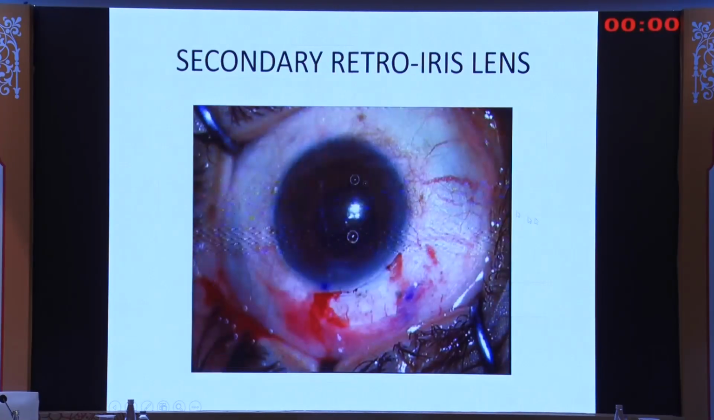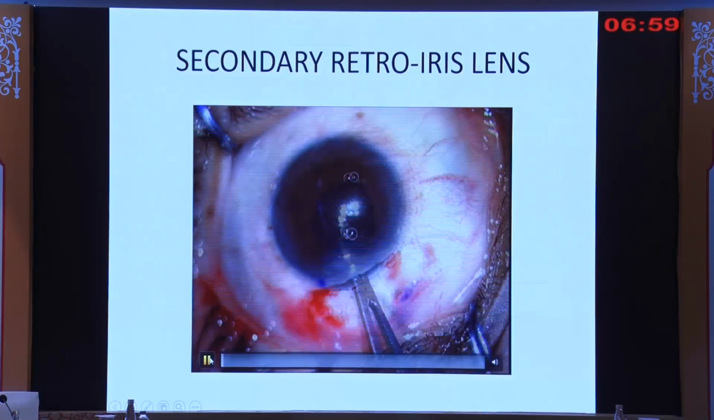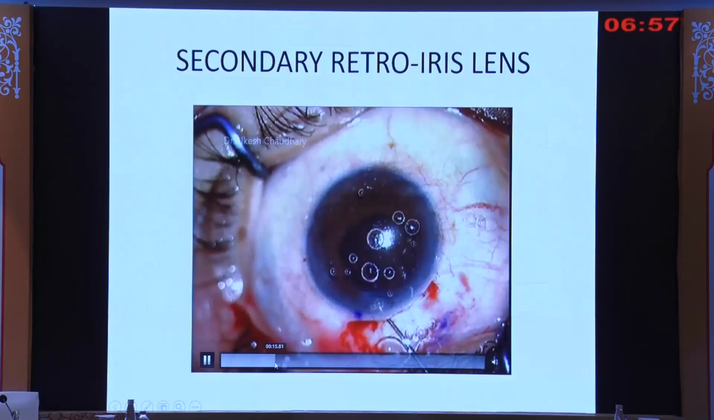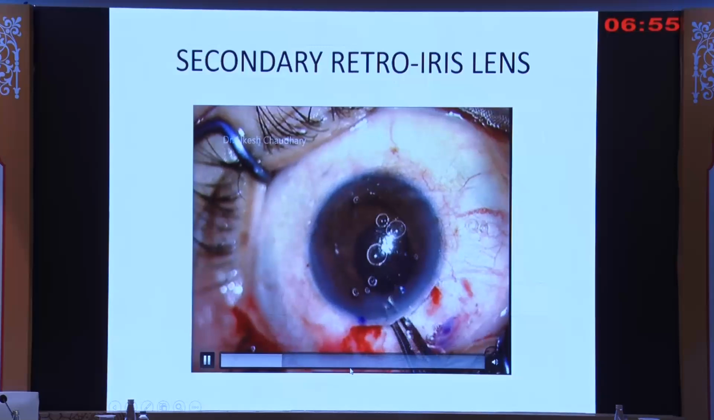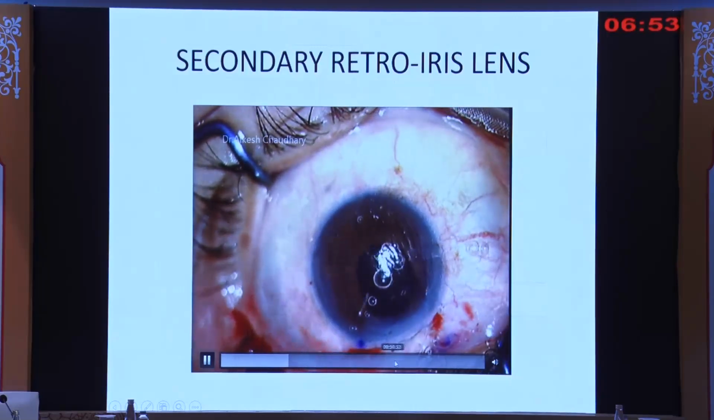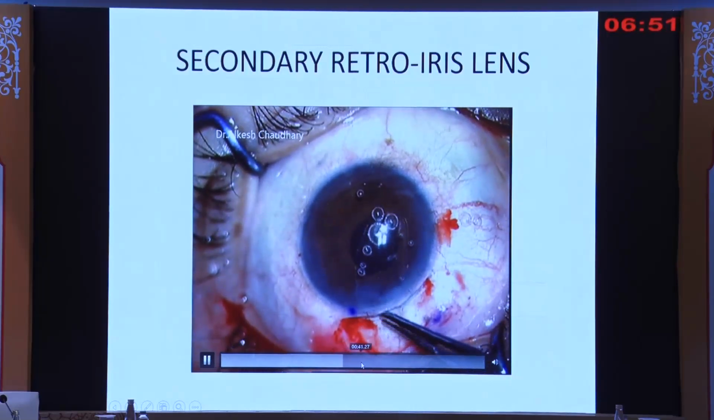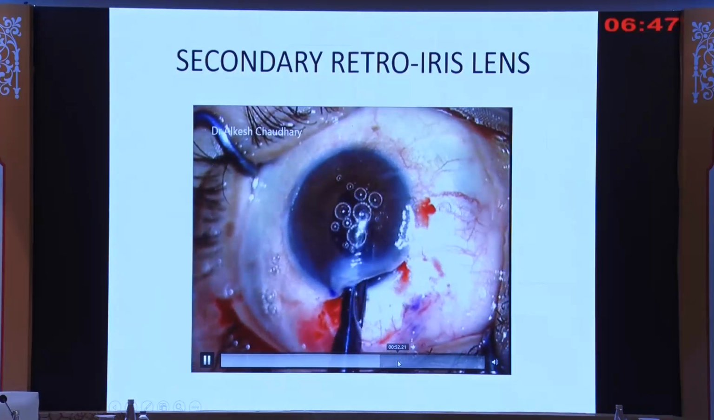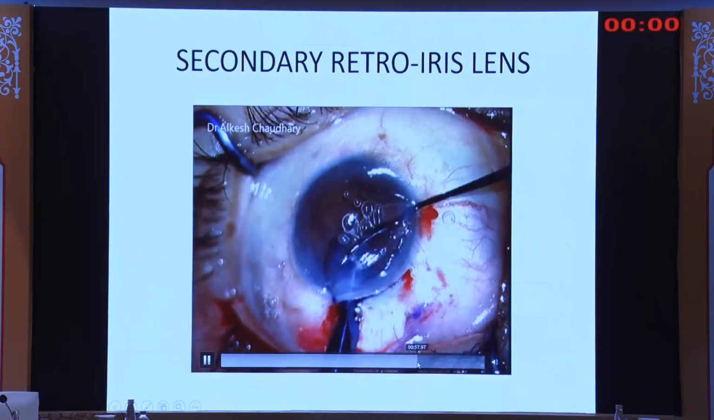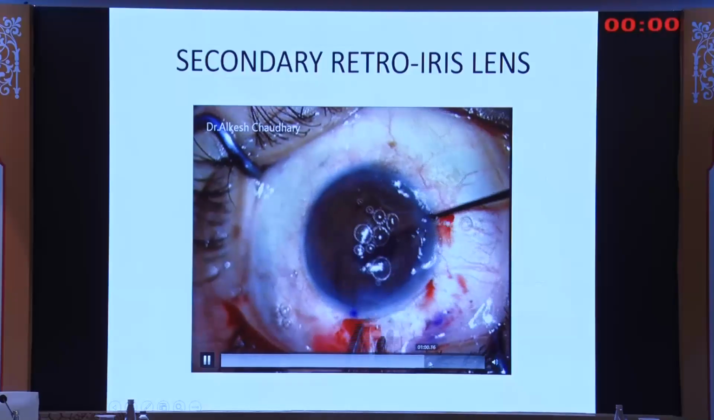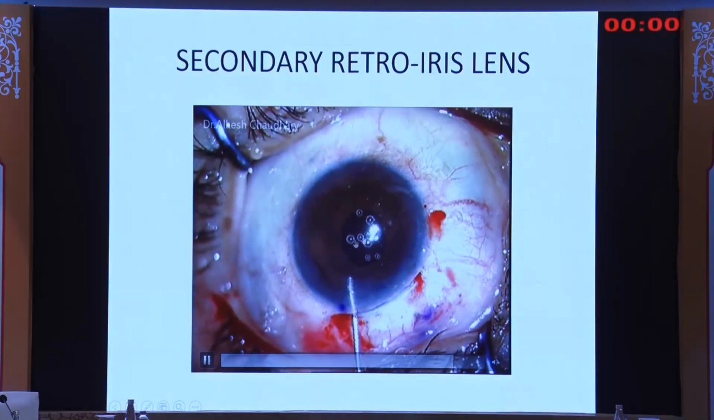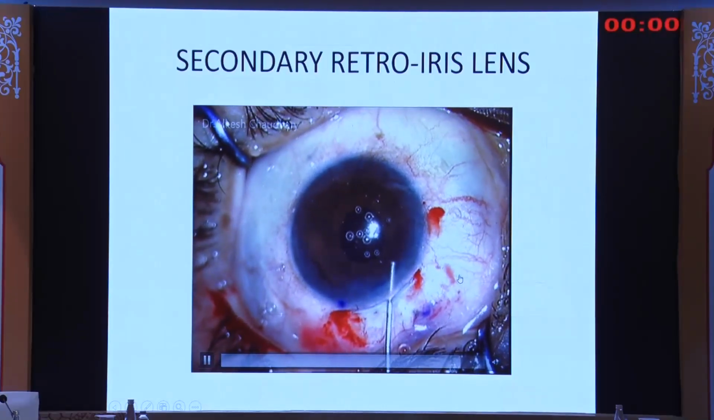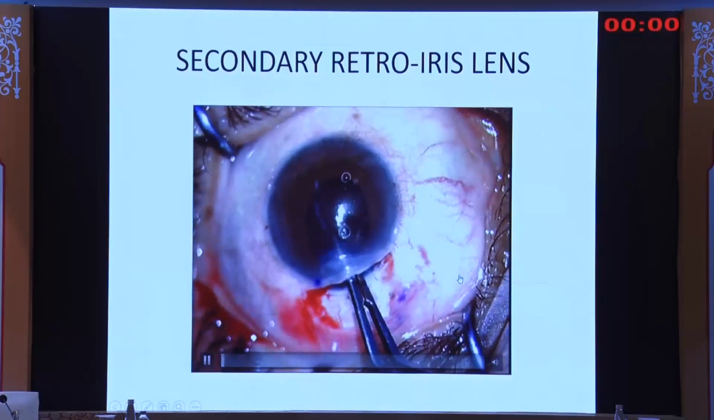Final case, this is a secondary retroiris IOL. So this is a retroiris, removing the lens and fixing this retroiris. It is easy to place this retroiris lens. This retroiris lens goes behind the iris, and we just tuck the iris in the haptics of this retroiris. You see the IOL well placed in the posterior chamber. So there are different options like that to manage.